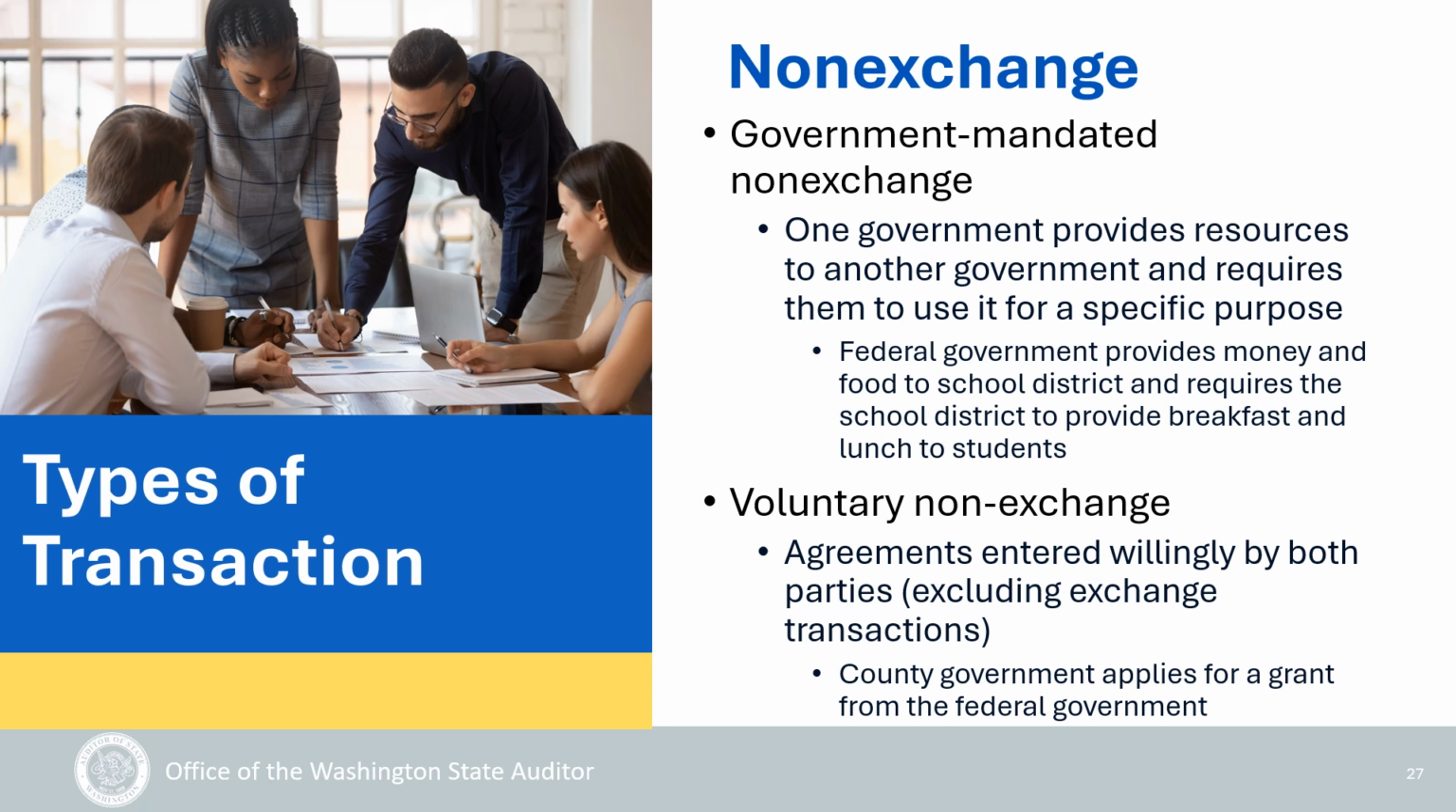Remember, we are talking about non-exchange transactions here though. In this example, the federal government gives money to the local government, but the federal government doesn't receive anything in exchange. On the other hand, if the local government provided a service to the federal government and the federal government paid them for that service, that would just be an exchange transaction. Just because two governments are entering into a transaction together does not automatically mean it's non-exchange. You really have to think about what each party is giving up and receiving to determine whether it's exchange or non-exchange.